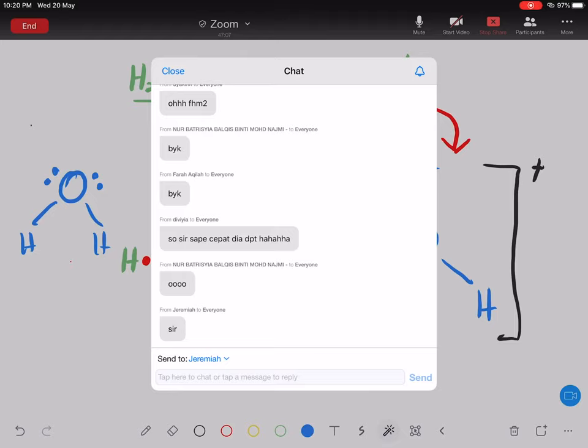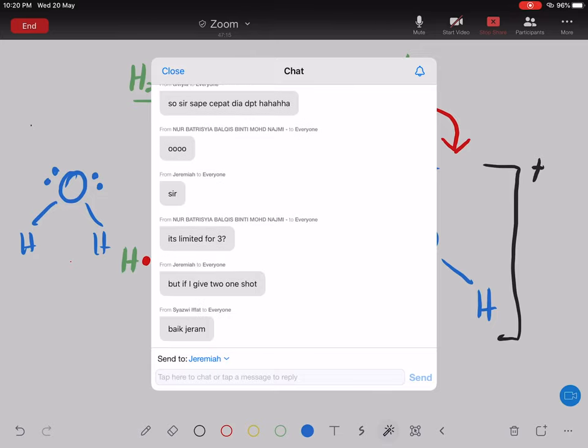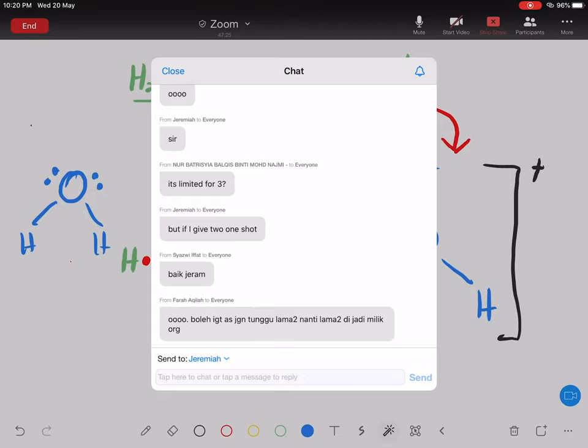Okay, question. Jeremiah have a question. Yeah, betul. It's limit for 3. Okay, guys, when you go to a bit higher level of chemistry, then you will learn more complex of the dative covalent bond. At this moment, I will suggest only the hydrogen plus is enough.